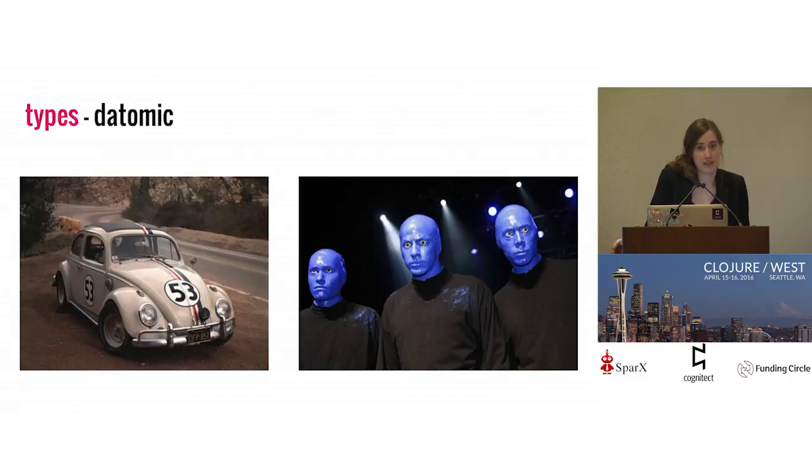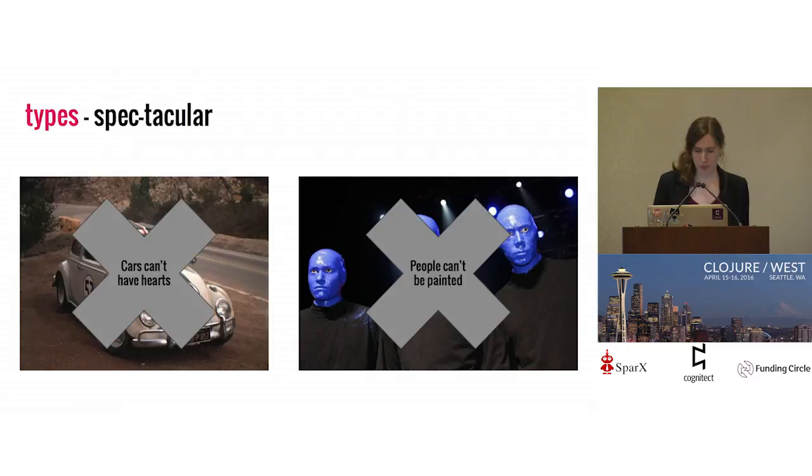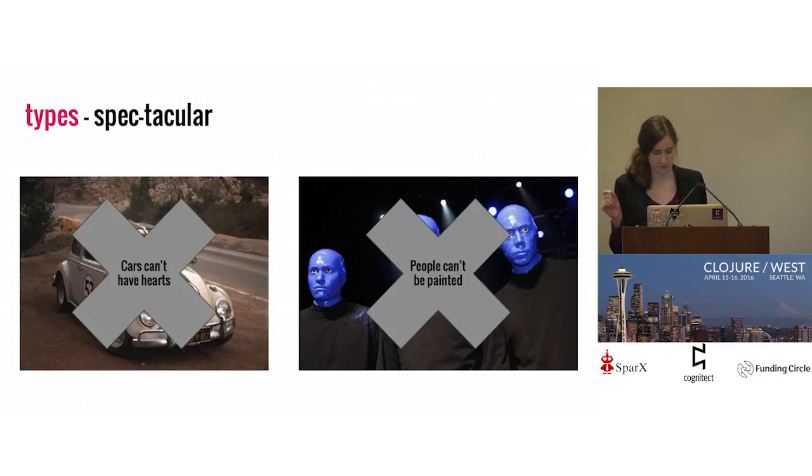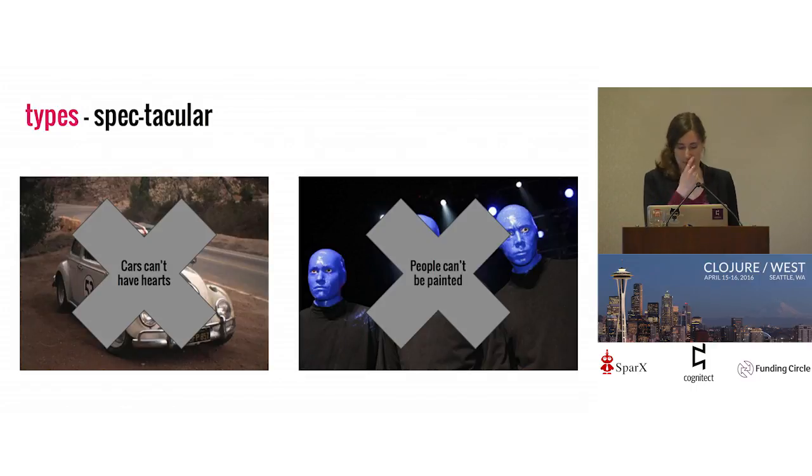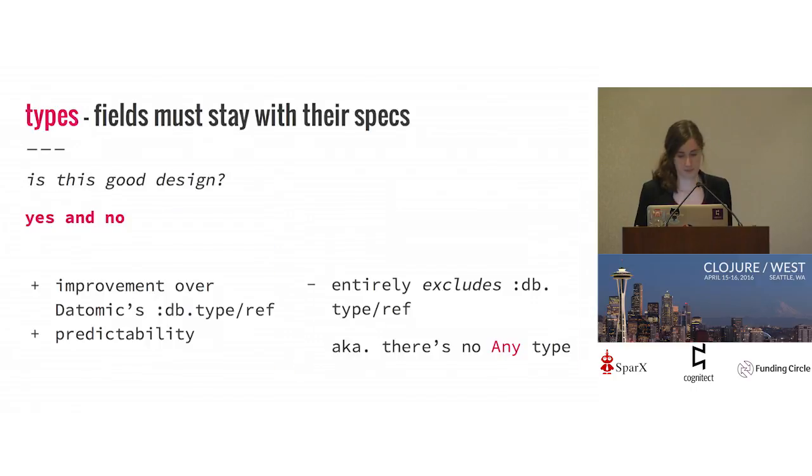That's just cool, because it doesn't have a notion of like a person entity, right? But spec-tacular is going to take a very firm anti-Herbie, anti-Blue Man Group stance here, right? Because you've said that cars can't have hearts. Cars only have paint. And you said people can't be painted, right? So it's going to do that for you. It's going to check to make sure that the Blue Man Group doesn't sneak in.